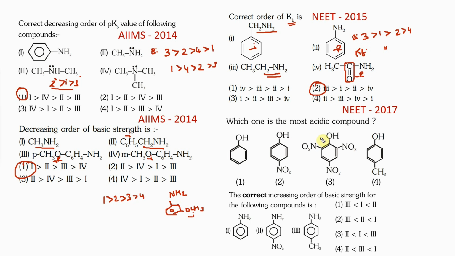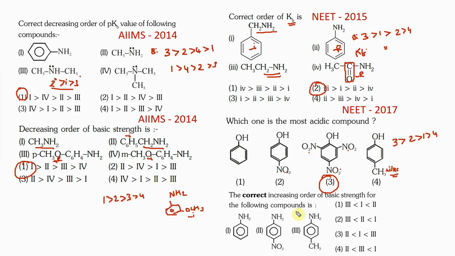Which one am I calling most acidic? Very simple. Picric acid. And this is NEET 2017. That's all the question is. We can actually do the order. 3 greater than 2 greater than 1 greater than 4. Minus R, minus R, minus R, minus R, no effect. Plus I, hyperconjugation later.